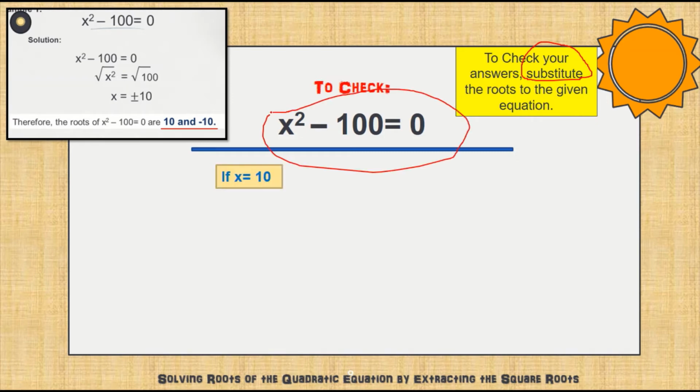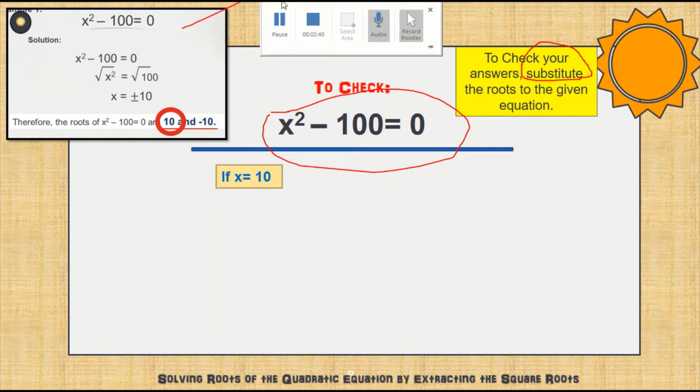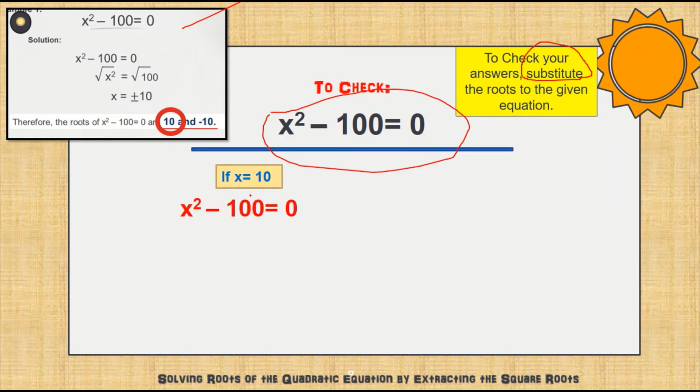Okay, so we will test first for the value of x as 10. If x is equal to 10, ito yung sinolve natin kanina. Okay, so x is equal to 10. Copy mo yung given, which is x squared minus 100 equals 0. And then, yung x natin dito ay papalitan natin ngayon ng 10, positive 10. Okay? And then, 10 squared minus 100 is equal to 0.